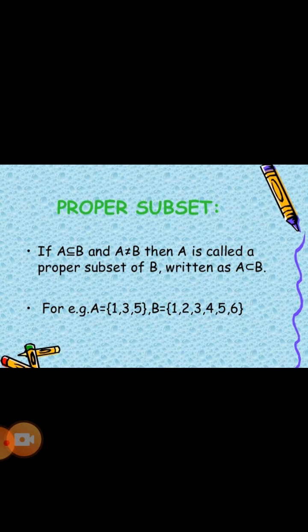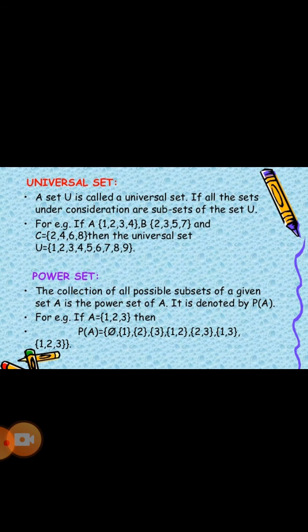If A is a subset of B and A is not equal to B, then A is called a proper subset of B, written as, here we use a symbol and an example that represent proper subset. Next we discuss universal set. A set U is called a universal set if all the sets under consideration are subsets of the set U.